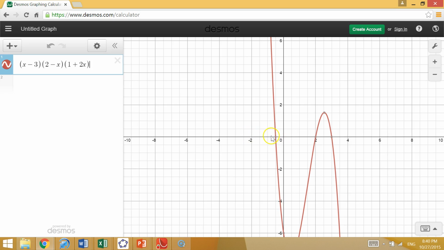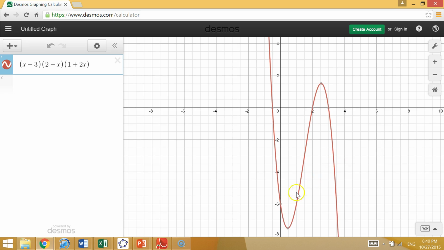Well, there's our negative 1/2. There's our positive 2, and there's our positive 3. There's our y-intercept at negative 6, and we see that our end behavior was right. So we can sketch this graph without having to touch a calculator, which I think is pretty cool.